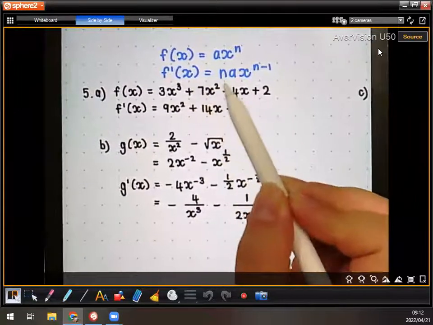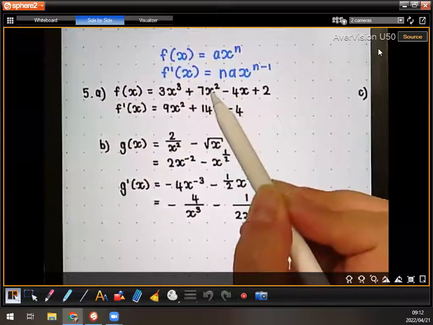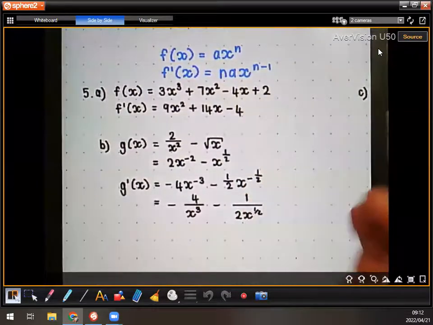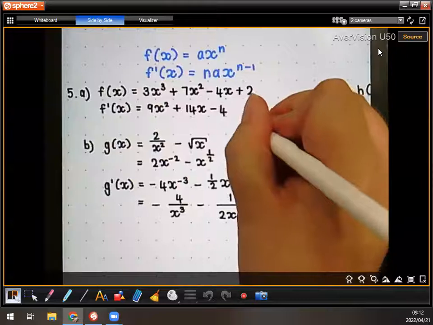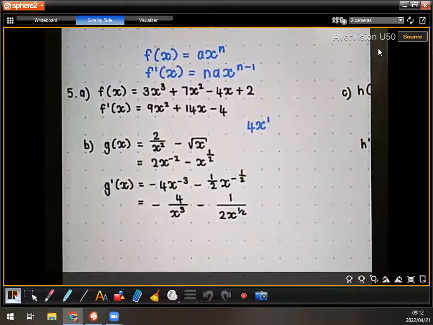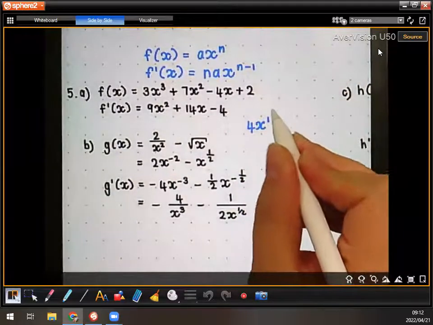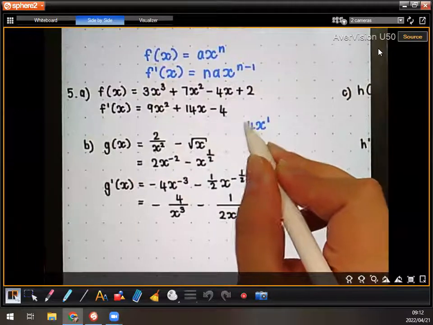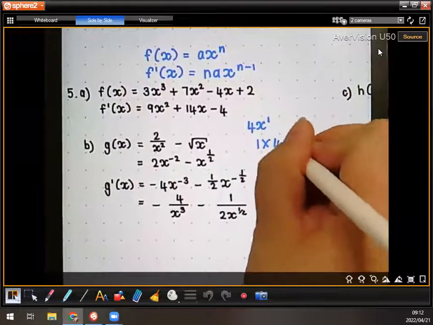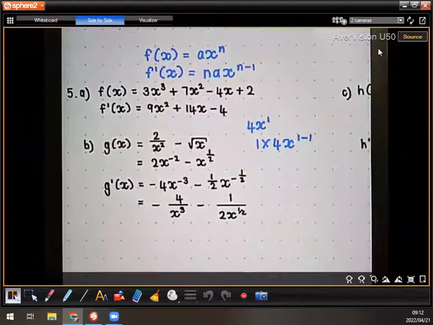And for this one, 2 times 7 is 14, and then x to the 2 minus 1 is 1. For this one, I did it in the example on yesterday's note, 4x to the 1. If there's no exponent, that exponent is 1. So when you take the exponent to the front, you have 1 times 4, which is 4. But then you're going to have x to the 1 minus 1.